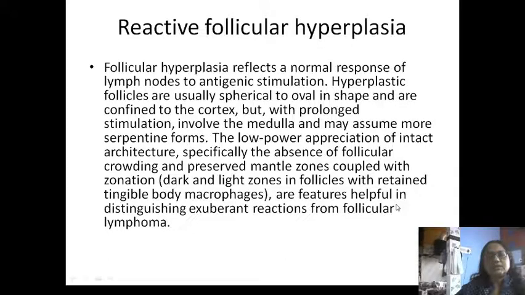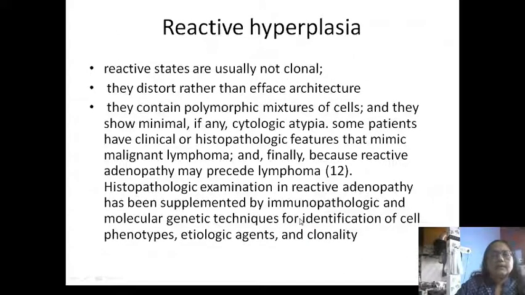And these are the features which are helpful in distinguishing exuberant reactions from follicular lymphoma. So this point is very important, that we must differentiate the reactive follicular hyperplasia from the follicular lymphomas. So here the follicles are mostly in the cortex. They are of different sizes. They have primary follicles and secondary follicles with the preserved mantle zones, and they have tingible body macrophages, and they do not efface the structure of the lymph node. Now, I have told you that these are not clonal and they do not distort the architecture.